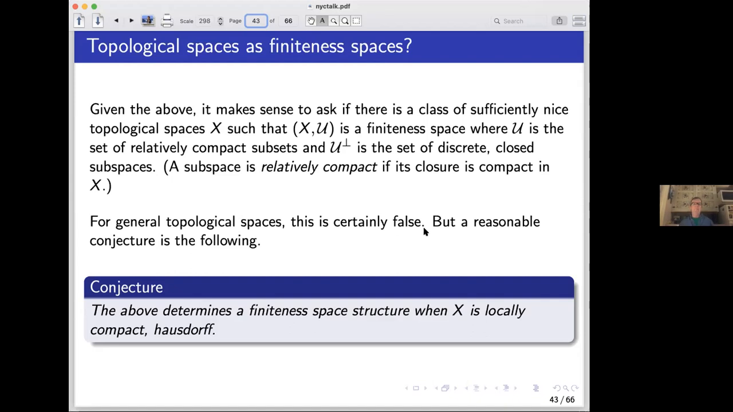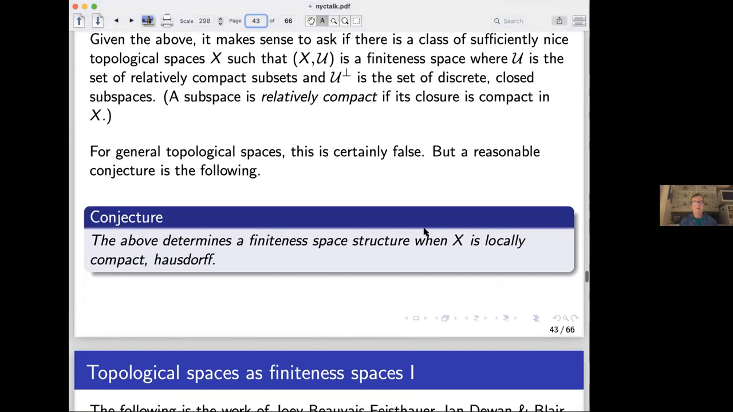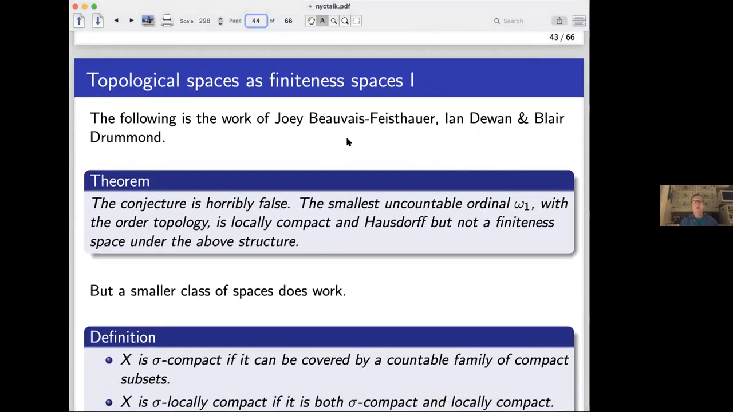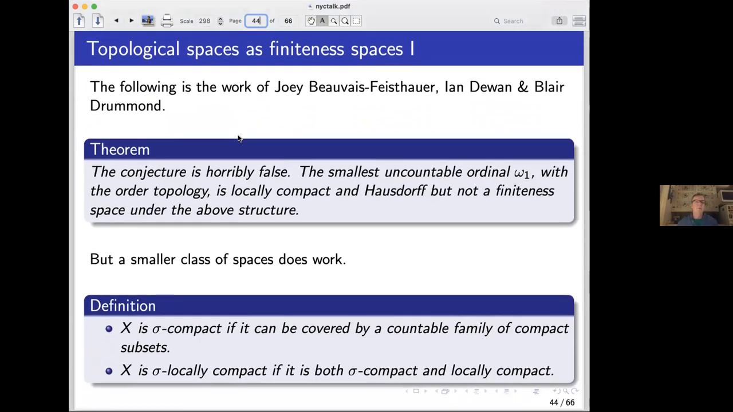And a few weeks after that, Joey came into my office for our next meeting and he said, remember that conjecture you told me about? And here's what these guys proved. So this is Joey Bove-Feistauer, Ian Dewan, and Blair Drummond. All three were students at University of Ottawa. The conjecture is completely wrong, horribly false.